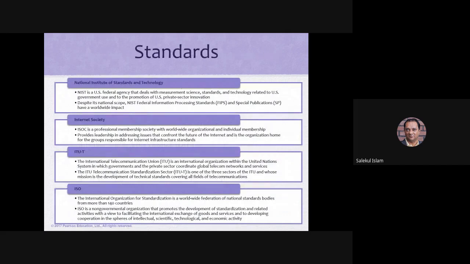Here we have some standardization bodies. They have made a list of standardization bodies. The first one is NIST. NIST stands for National Institute of Standards and Technology. This is mainly based in the USA, and they work for the US government. And the standard they publish is known as FIPS. FIPS is Federal Information Processing Standard.